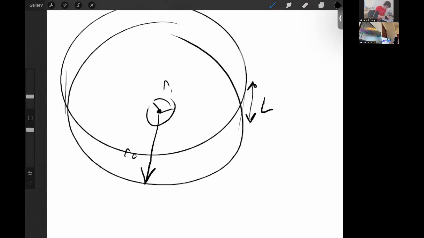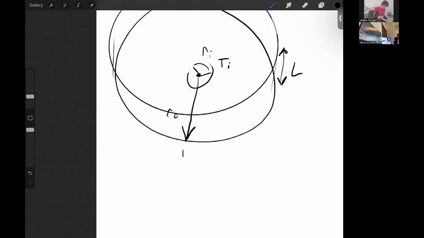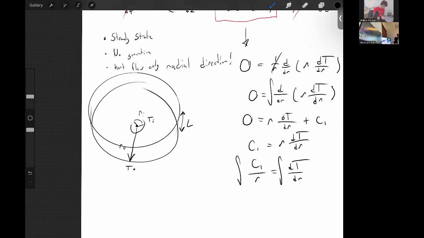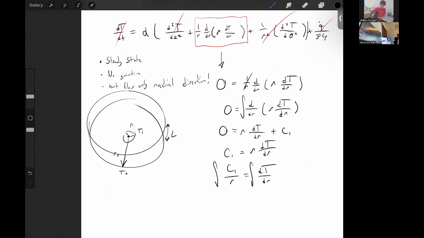And what I'm also going to say is that R1, the inner radius, is associated with an inner temperature, and the outer radius is associated with an outer temperature. And we are looking at heat flow only in the radial direction. What we're trying to do is come up with an equation to rationalize this relationship such that we can find a temperature at any point in between these two. So let's continue with this equation.